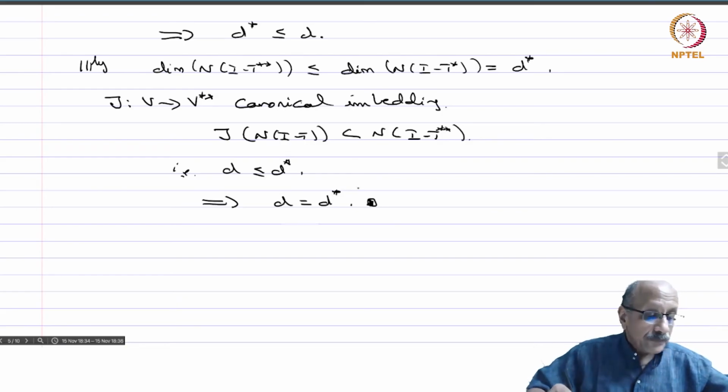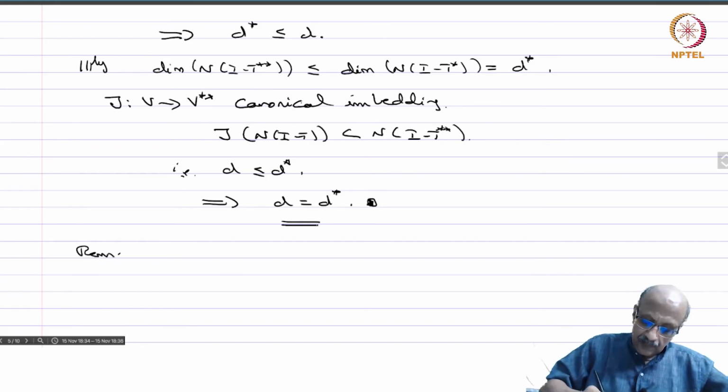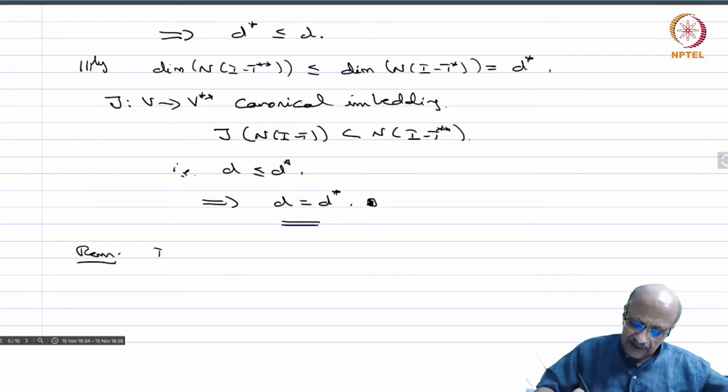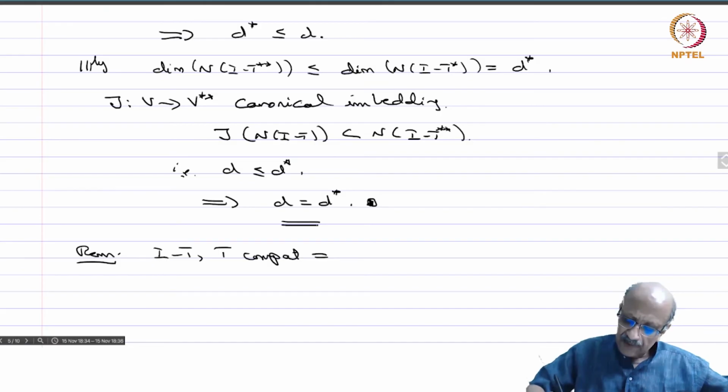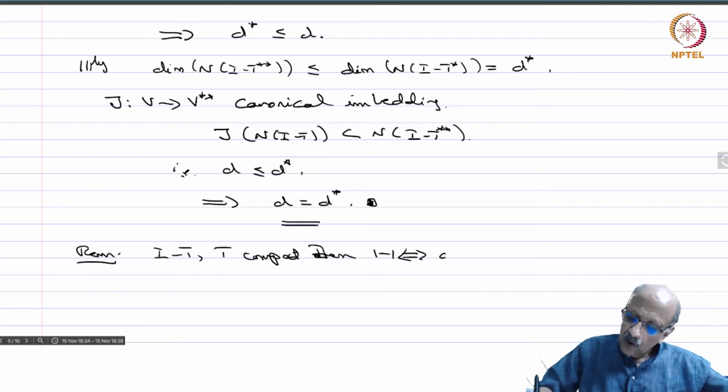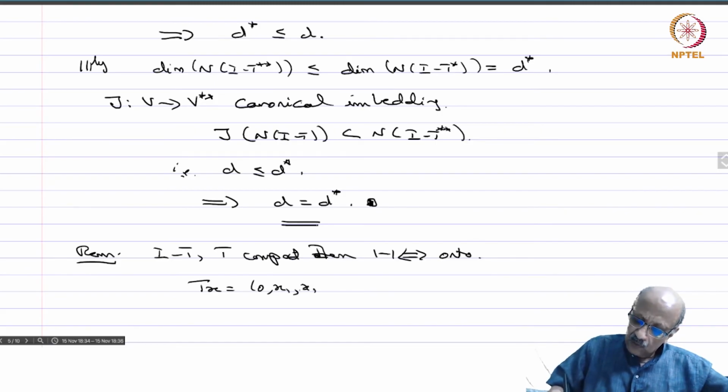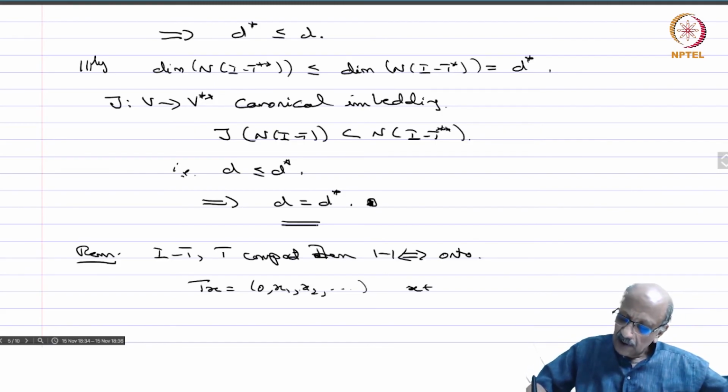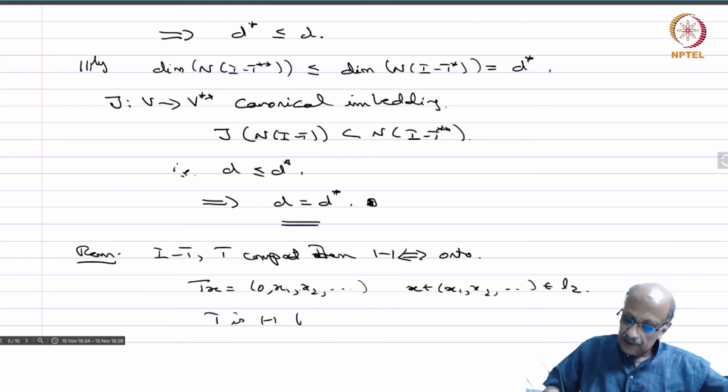Okay, so remark, we proved that if I minus T is compact, then one to one if and only if onto. But this is not generally true for any operator in a Hilbert space, as you have already seen. You take Tx equal to 0, x1, x2, etc., where x equals x1, x2, and so on in little l2. Then T is one to one, but not onto.